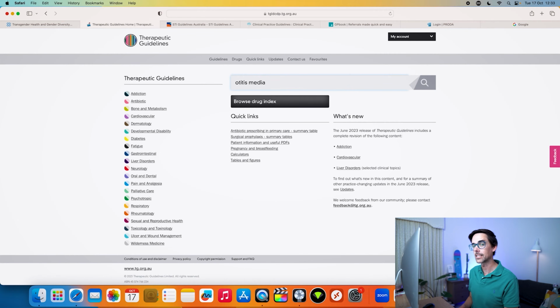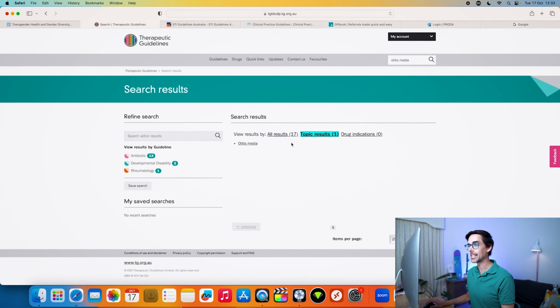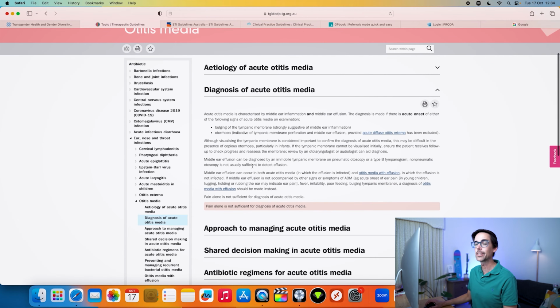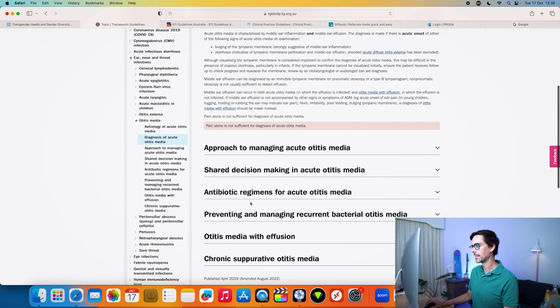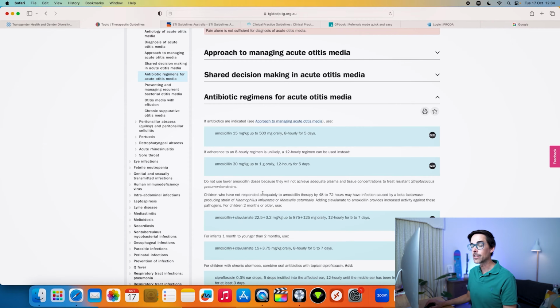So if I'm looking for otitis media, for instance, the search function is pretty good in ETG. For some reason, I do find it better in Health Pathways. But you just click on otitis media. There's generally a lot of information here, and the graphic interface is quite friendly. So here you can read about diagnosing otitis media. And then finally, if you want to know about the antibiotic regimens, they're right here. And they're very, very clear.